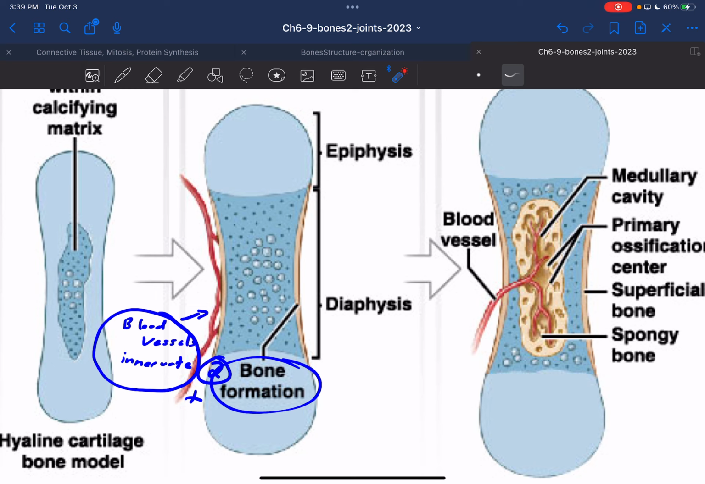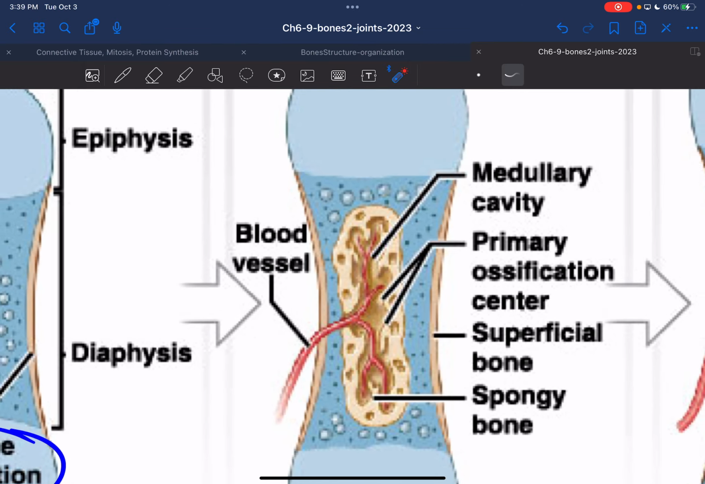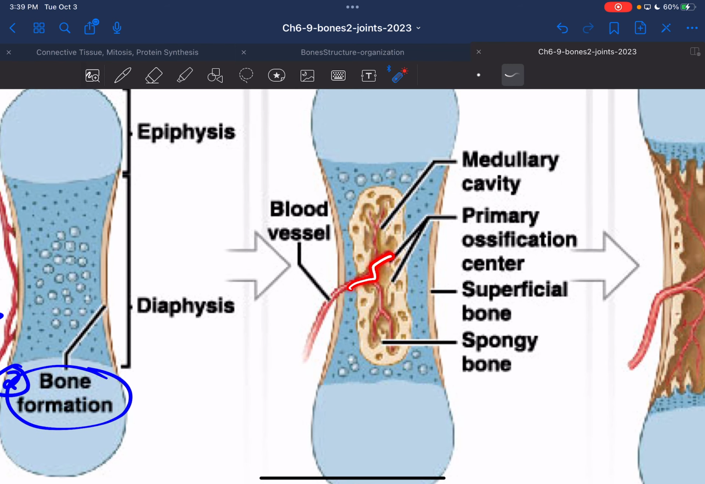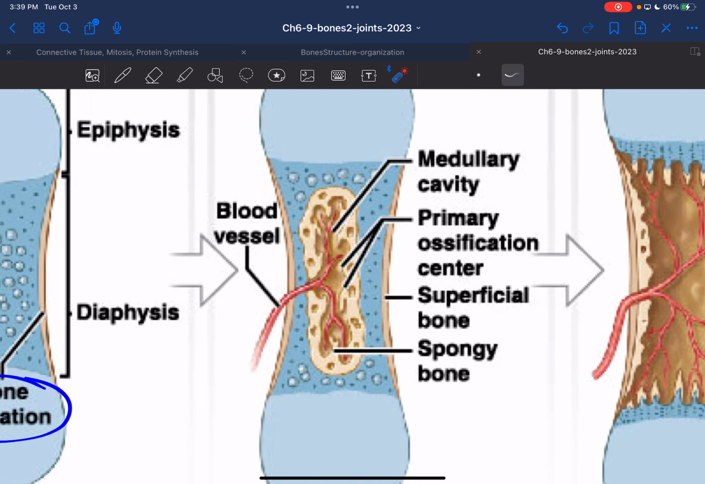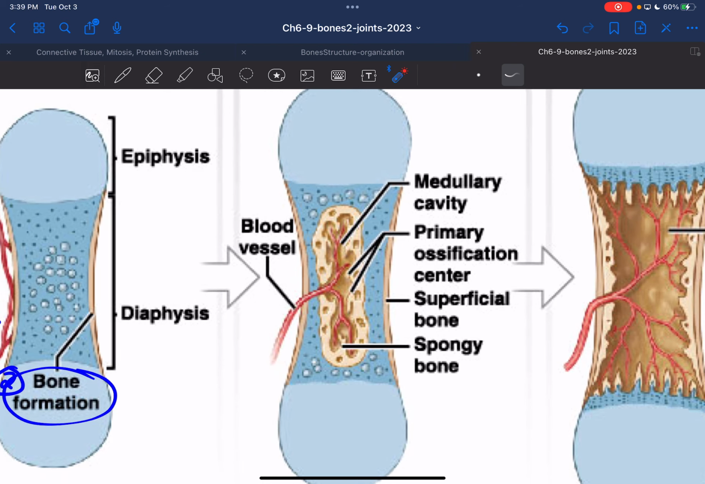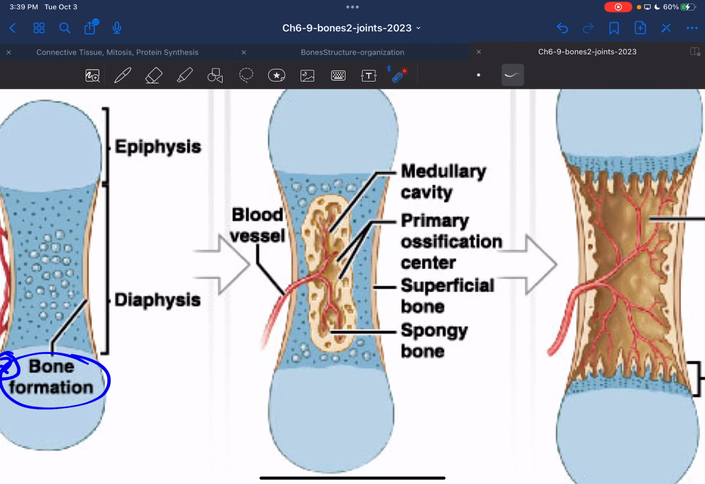That's step number 2. And you can see that the effect or the trend continues, that the blood vessel innervates further deeper into what will be the medullary cavity. And so because of this innervation, all the necessary components such as calcium and all the proteins to build the collagen that we're going to need in there, those osteoblasts are going to be working really hard.